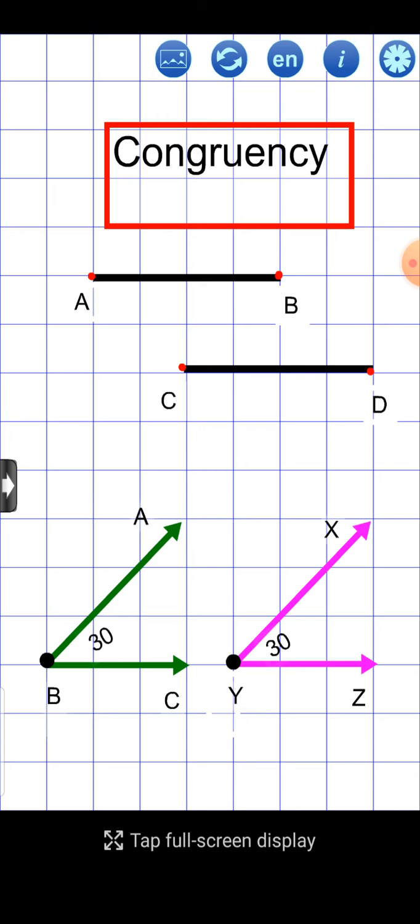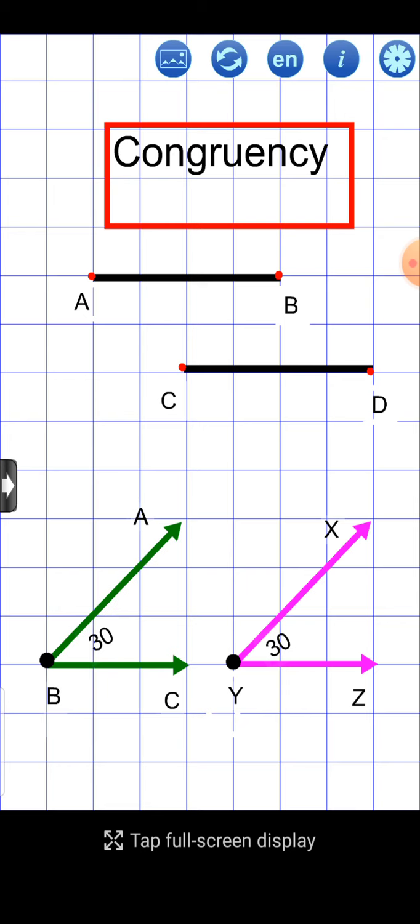Okay, but what about the angles? How can I say that two angles are congruent? Two angles are congruent if they have the same measure. Here angle ABC has a measure of 30 degrees, and angle XYZ has a measure of 30 degrees. So I can say that angle ABC is congruent to angle XYZ.